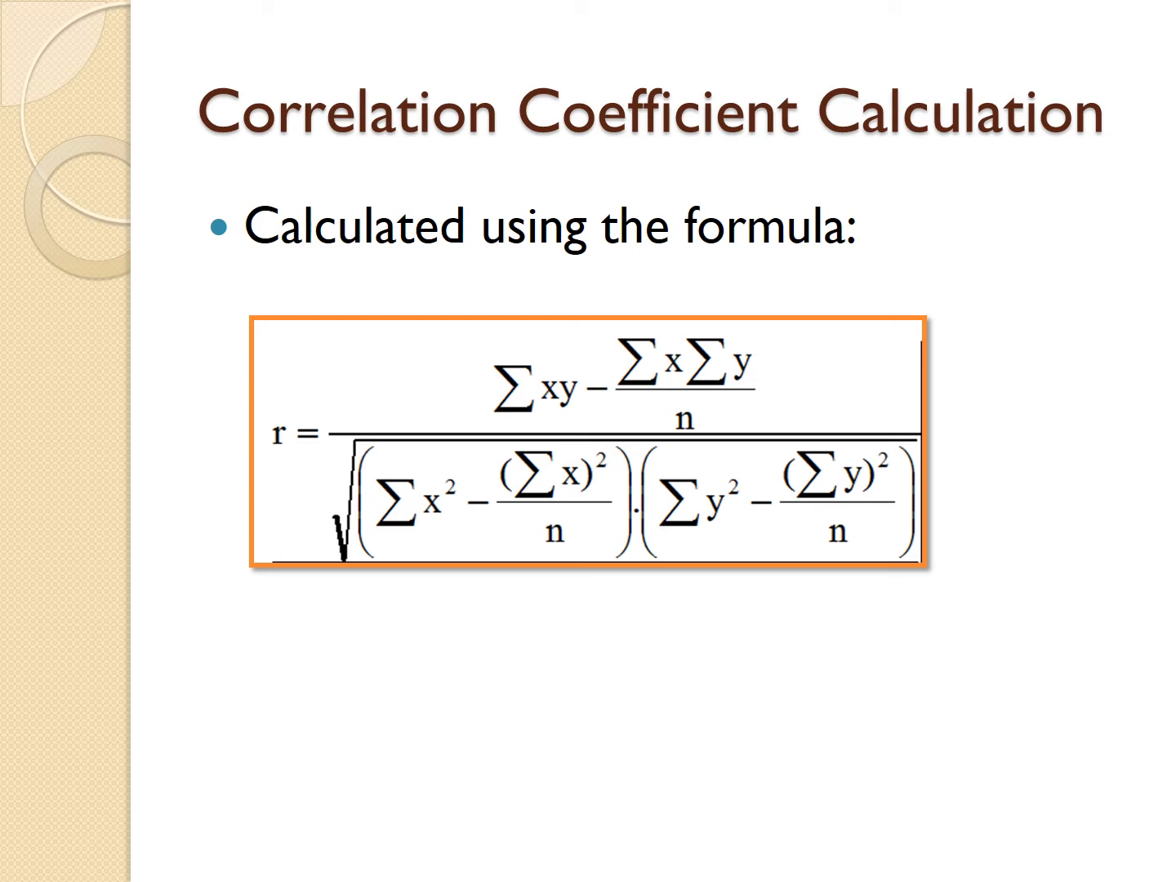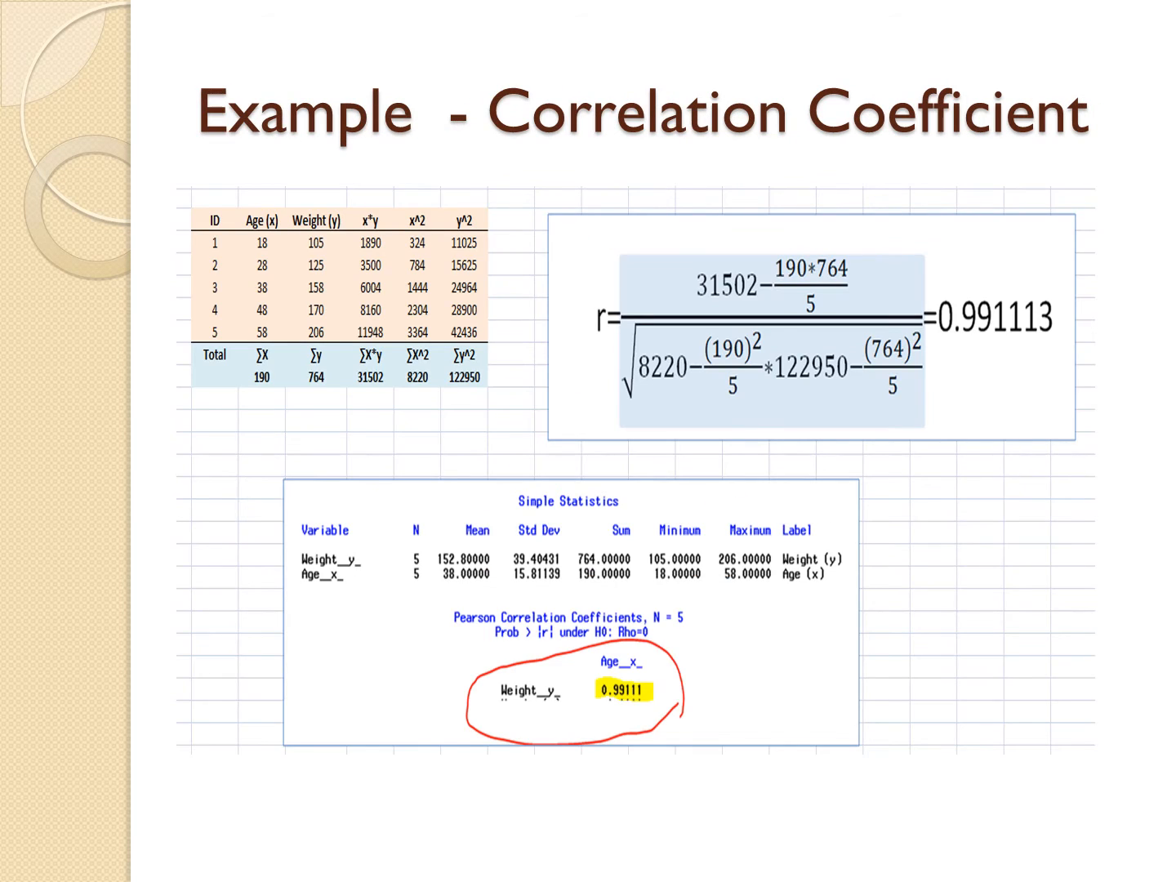Correlation coefficients are usually denoted by the letter lowercase r. And correlation coefficient is calculated with the formula that's presented on the screen. Correlation coefficients can be calculated by hand. They're very simple to calculate if the data is not too big. Here is a very simple example that illustrates calculation of correlation coefficients.